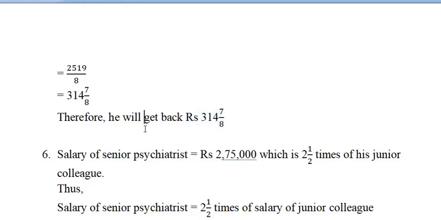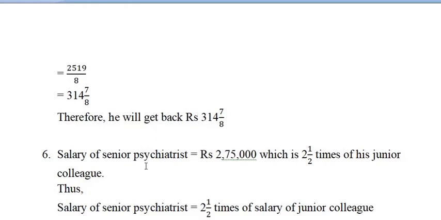Now moving towards question number 6. Let's read the question first. A senior psychiatrist in a hospital earns 2.5 times the salary of his junior colleague. So it means that whatever the junior colleague earns from the hospital, the senior psychiatrist earns 2.5 times more than that.